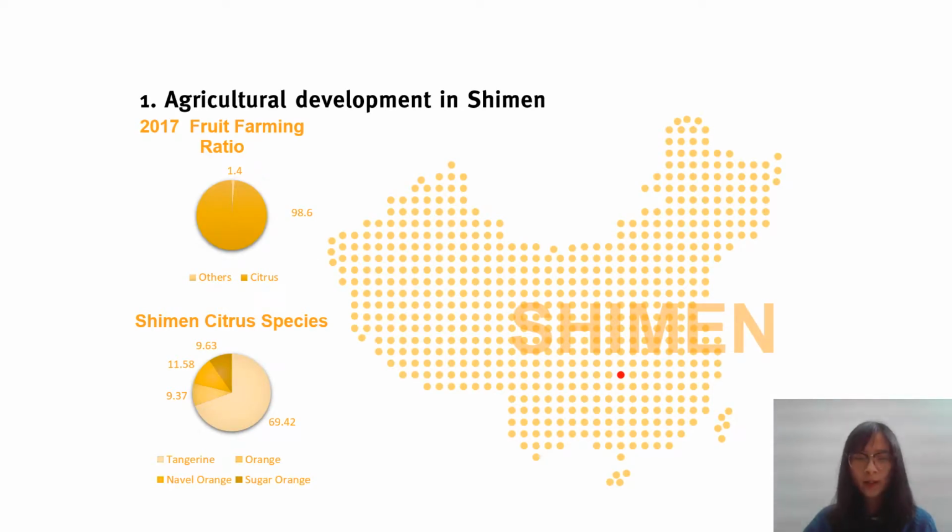Part 1. Agricultural development in Shimen. Shimen is famous for its citrus, and citrus is the main source of income for residents of Shimen. However, because of the unattainable products, the income of residents in Shimen County is not high, and income of some farmers is even difficult to maintain the simple processing of citrus.